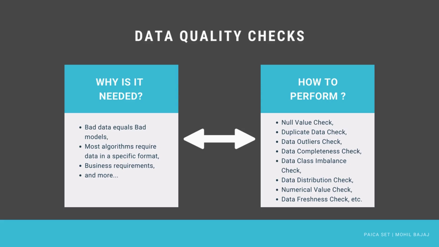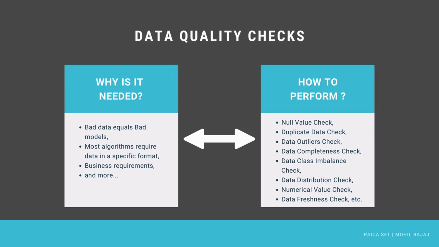This is important because the quality of your data directly affects the performance and accuracy of your machine learning models. Bad data leads to bad models. It's like cooking. Poor ingredients can ruin your dish, even with the best recipe in your hand. Another reason is that most algorithms require the data to be in a certain format. Not providing them the data in this form will simply break your code.